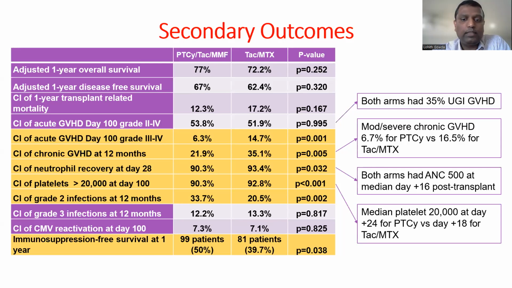The cell recovery was slightly slower, both for neutrophils and platelets, as is commonly expected. And the risk of grade 3 infections was not significantly higher at 12 months, nor was the risk of CMV reactivation. Importantly, immunosuppression-free survival at 1 year was better, as has been shown here.